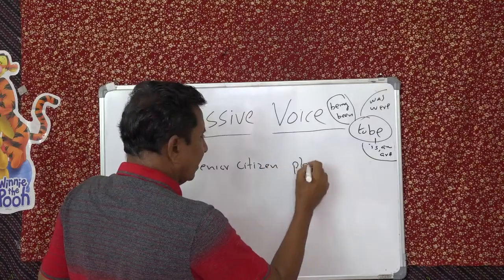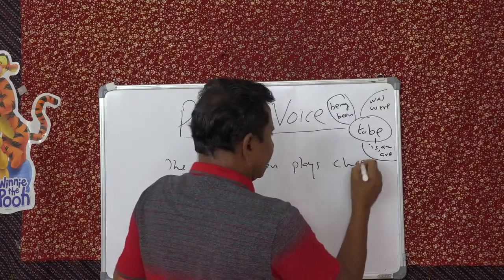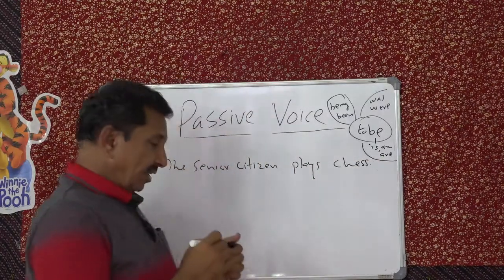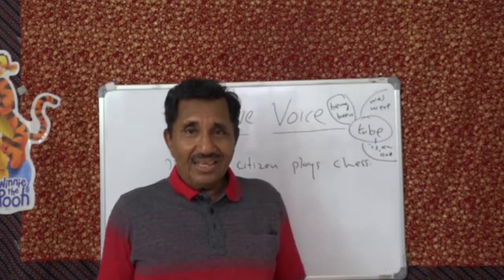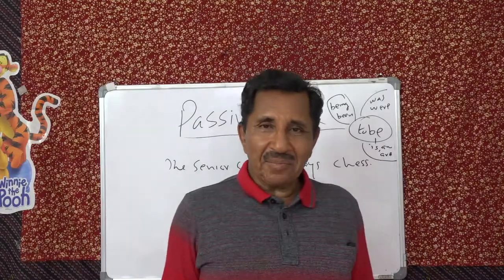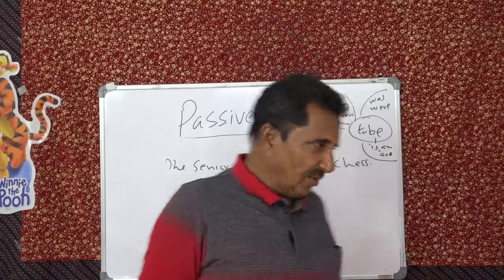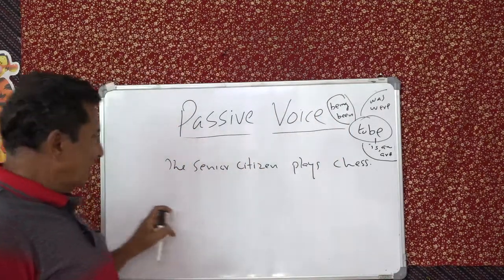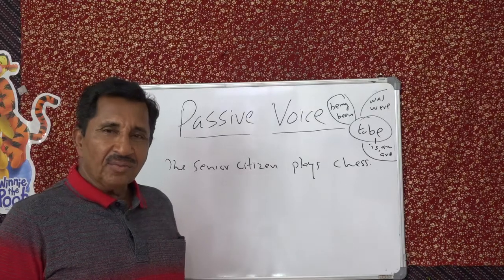The senior citizen plays chess, tennis. No. Sometimes if the senior citizen plays tennis, he may develop some muscle cramp or some sprain, etc. So we will not do that. Okay, let's say this is simple now. The senior citizen plays chess. Now what will you do?